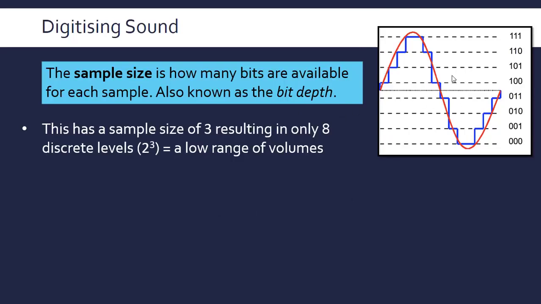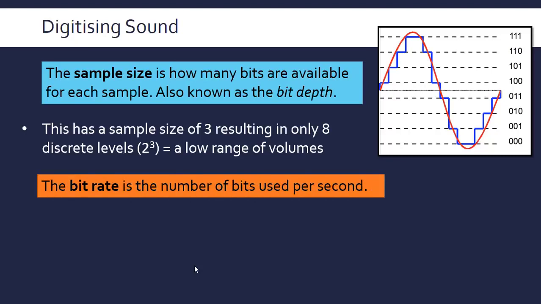So this has a sample size of 3, and this leaves us with only 8 discrete levels of volume. Amplitude is loudness in sound waves, the height is loudness. So we only have 2 to the power 3 discrete levels of loudness. So clearly we have a low range of volumes here. If we increase the sample size, we'd get a much more realistic range of volumes.